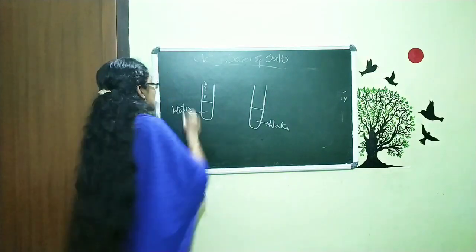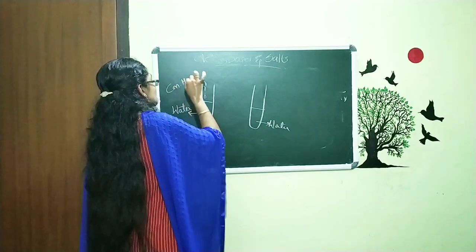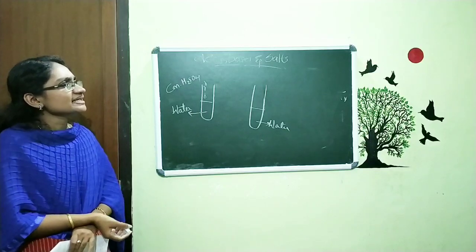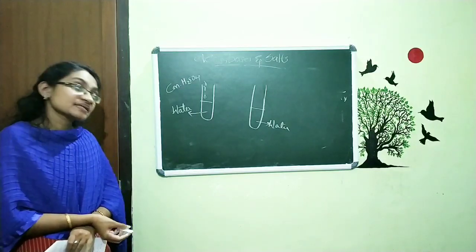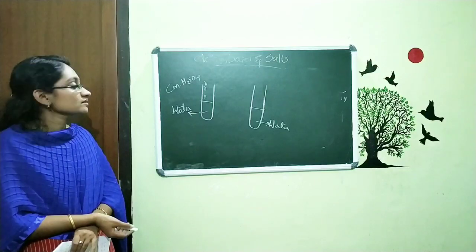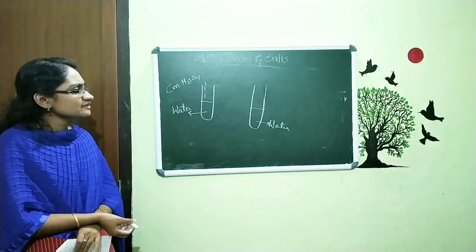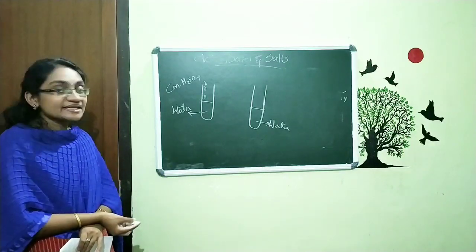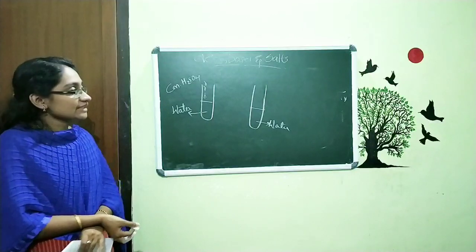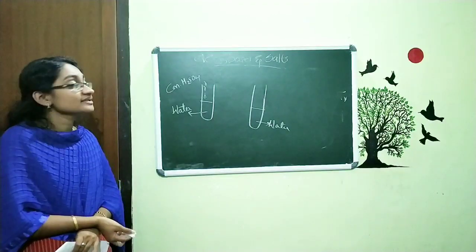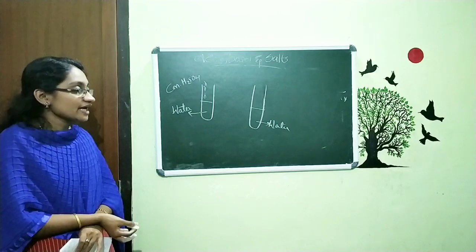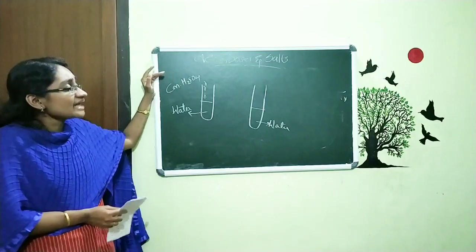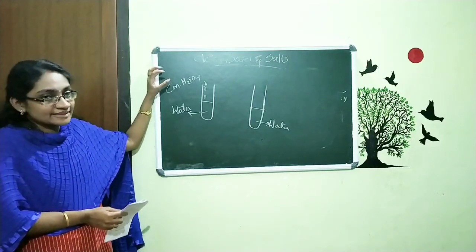And here we are adding concentrated H2SO4, concentrated sulfuric acid. Generally, the experiments that we discussed in our last classes used diluted sulfuric acid. What is the difference between concentrated sulfuric acid and dilute sulfuric acid? The difference is very simple. The strength is different. The concentrated sulfuric acid has higher strength, and the dilute one has less power.